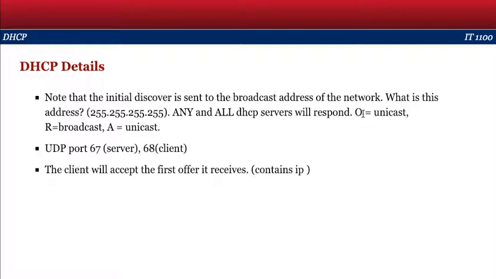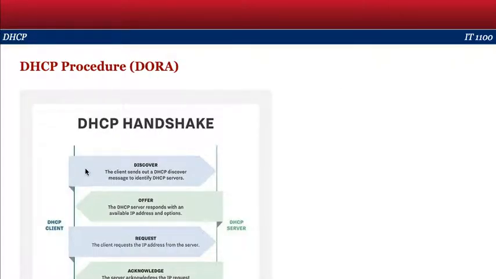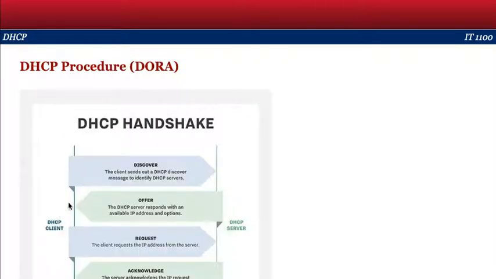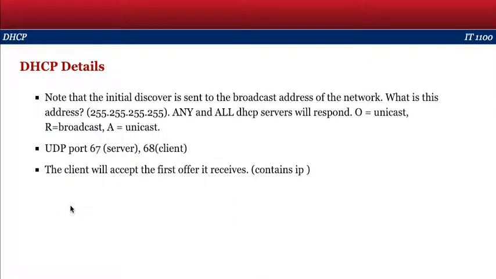In the offer message, if we come back here, the discover message is sent broadcast. The offer is sent unicast. How can it be sent unicast? Well, because we actually have that guy's MAC address. We know his MAC address because it was attached to the outgoing discover message. He doesn't have an IP address, but it's okay. We'll actually send back an offer as a unicast.